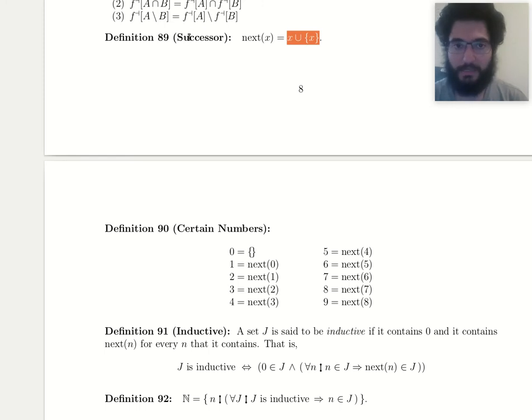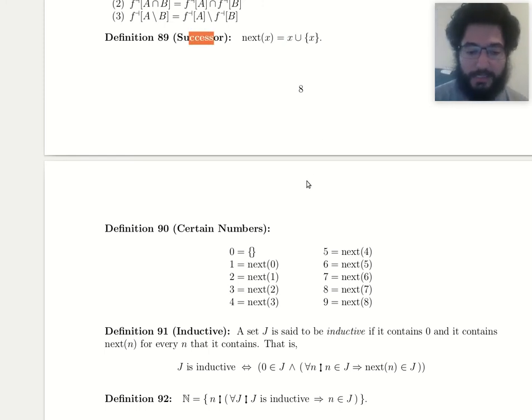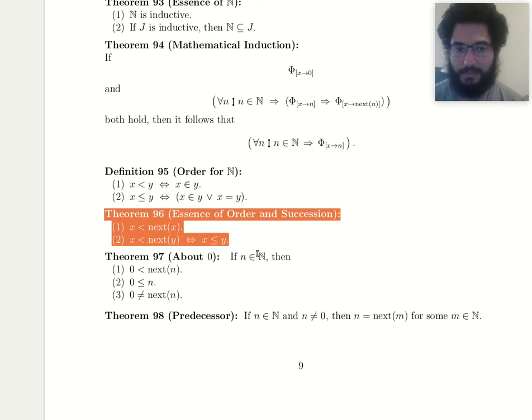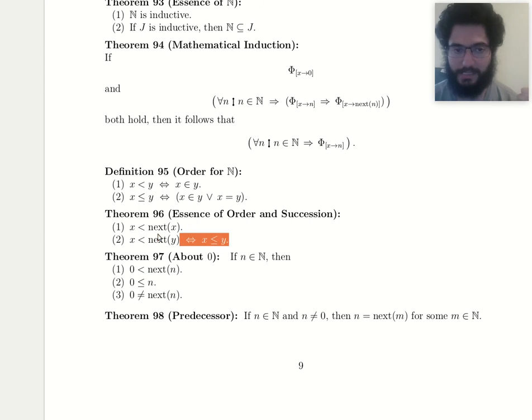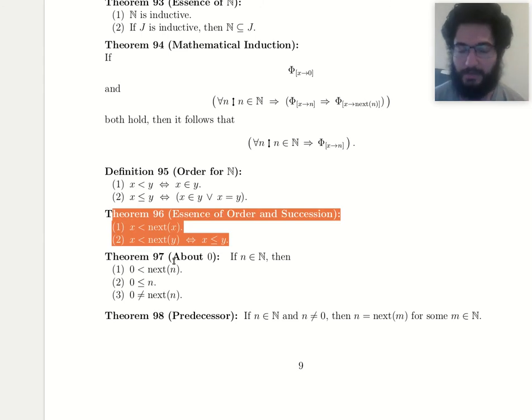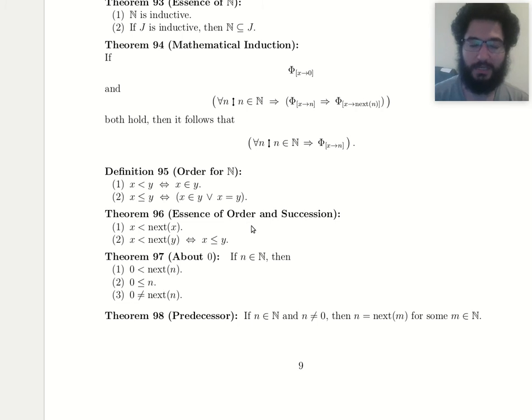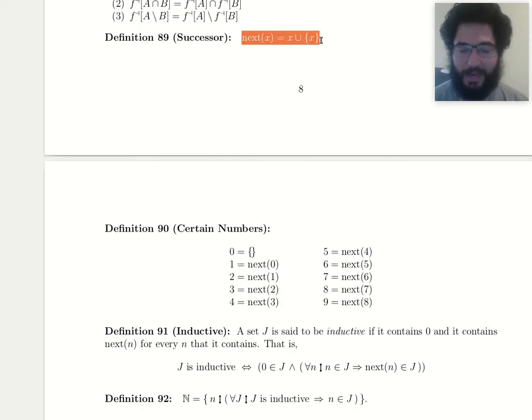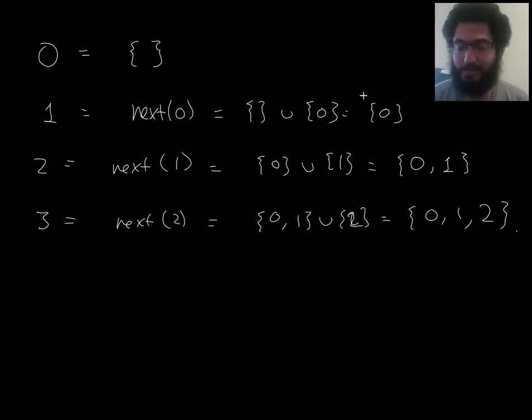Other people might define succession a different way, and as long as however they define succession, however they define order, they end up with the same theorem 96 here, and also the same this, as long as these parts are the same, they're going to end up with the same theory of natural numbers. And their version of natural numbers would be just as good as our version. So what we're doing here is exploiting an artifact of our particular construction. But why not exploit it? It's available.